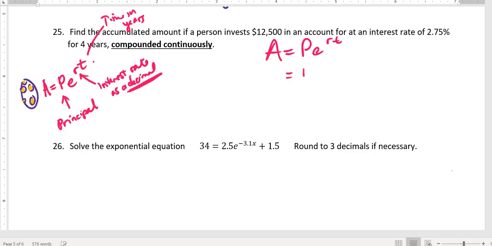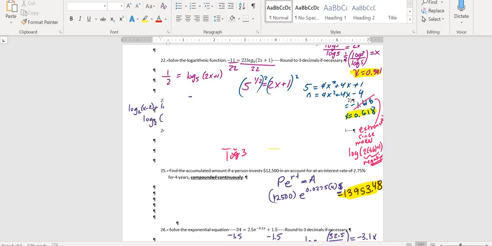And now I'm going to write my P as my principal, so 12,500. My rate is 2.75 percent. Percent means out of 100. It's an easy way to remember it. That's going to be 0.0275, and my time is 4 years. So I put that in my calculator, and I get, let me cheat and look at my answer. Okay, so let's just make it $13,953.48. I made it to cents because that's what typically we think about. We want to go to the penny on money.